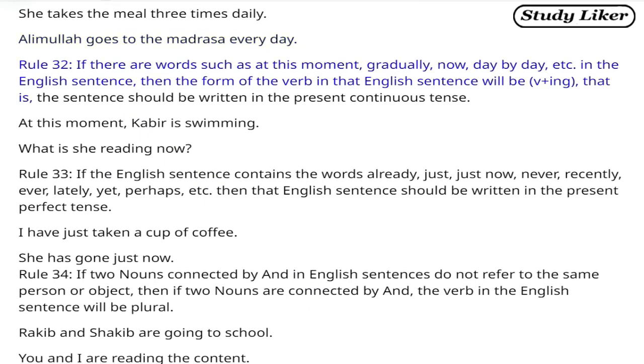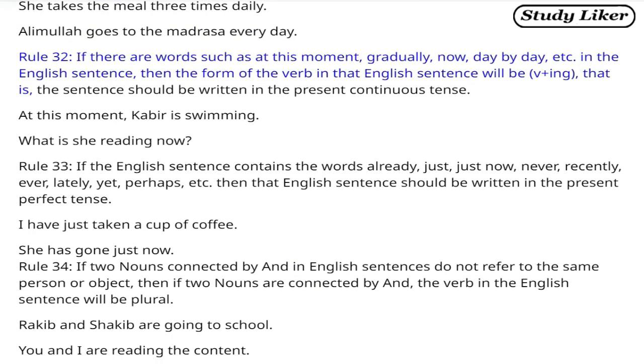Rule 32, if there are words such as at this moment, gradually, now, day by day, etc. in the English sentence, then the form of the verb in that English sentence will be V plus ing, that is, the sentence should be written in the present continuous tense. At this moment, Kabir is swimming. What is she reading now?